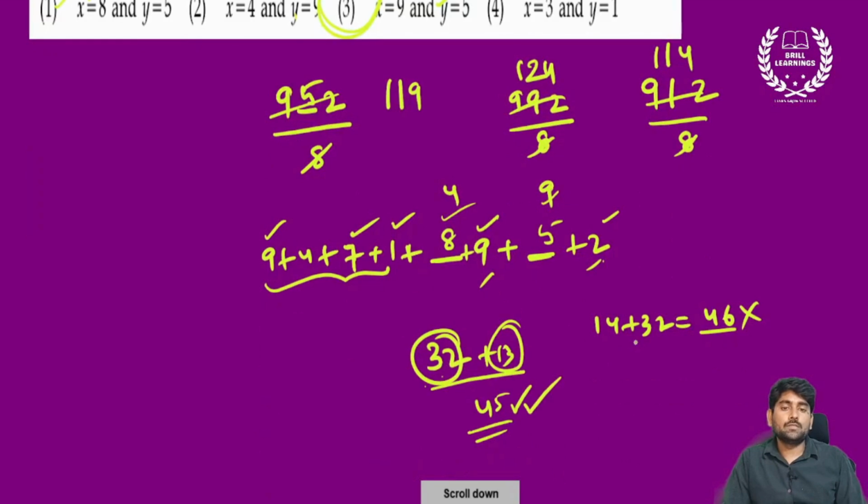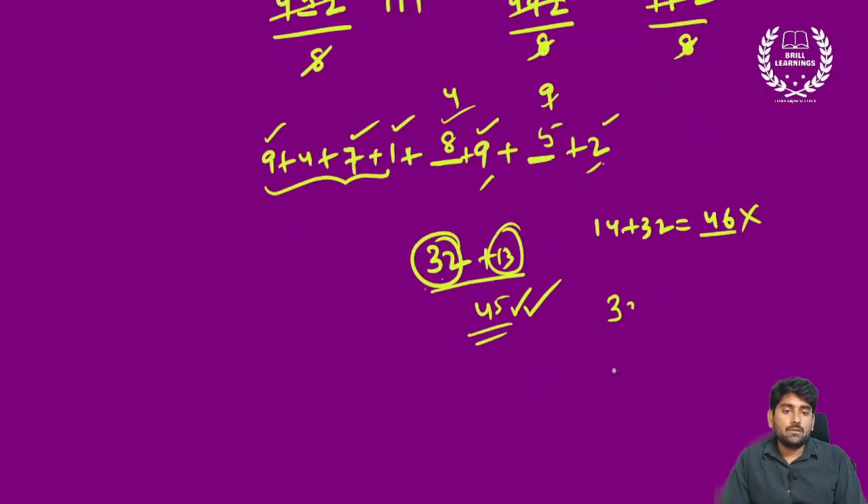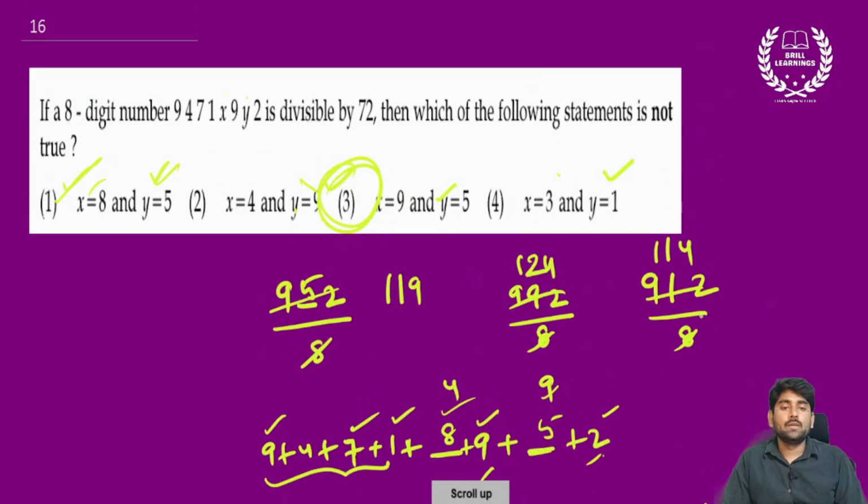Let's check the fourth option as well. For the x value and y value, they have given 3 plus 1, 4. If I add 4 to 32, it gives me 36, and this is also a multiple of 9. That is why the third one is the right answer here. Let's move on to the next one.